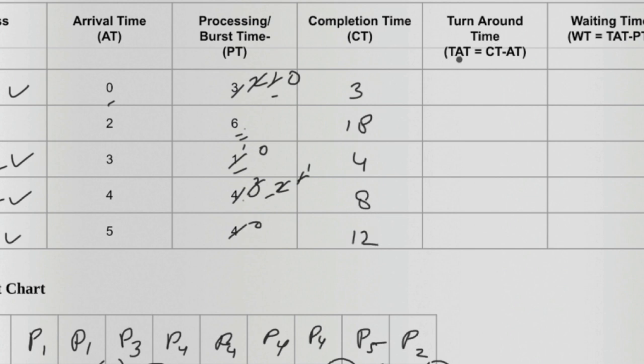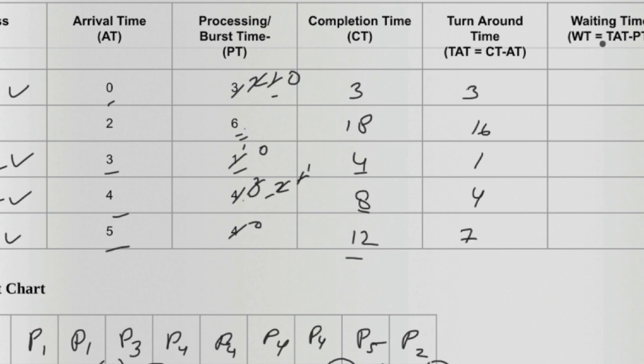Calculate the turnaround time, TAT. So that's CT minus AT. So 3 minus 0 is 3. 18 minus 2 is 16. 4 minus 3 is 1. 8 minus 4 is 4. 12 minus 5 is 7.